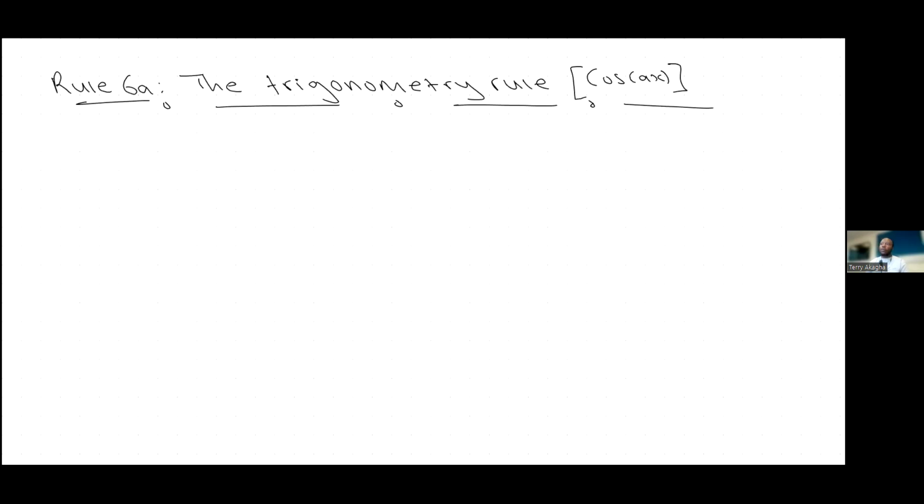So we're going to go through how we integrate the trigonometry functions, and we're going to just focus on cosine in this video. In the subsequent videos, we're going to talk about sine, sec squared, and the rest of it.